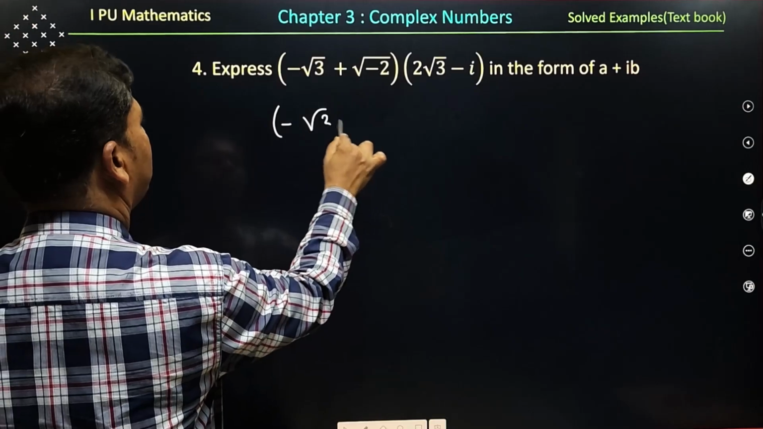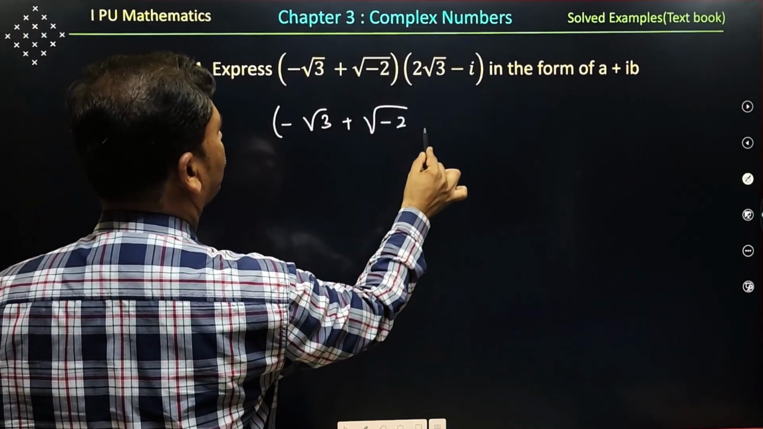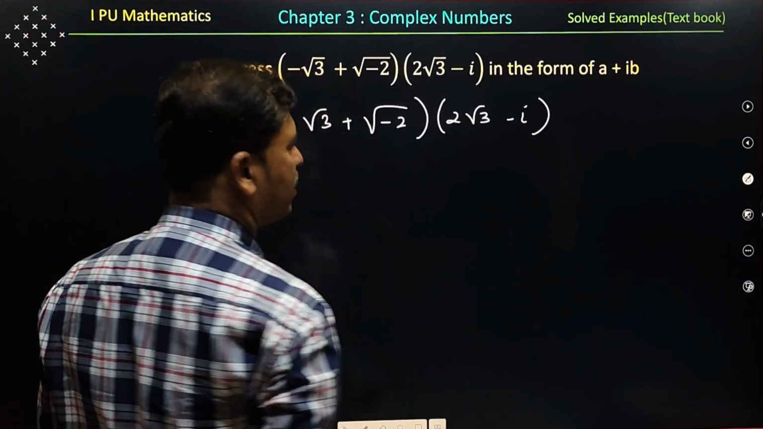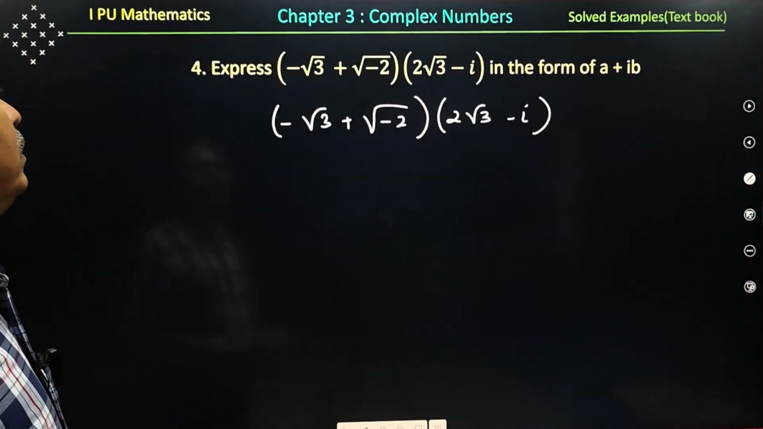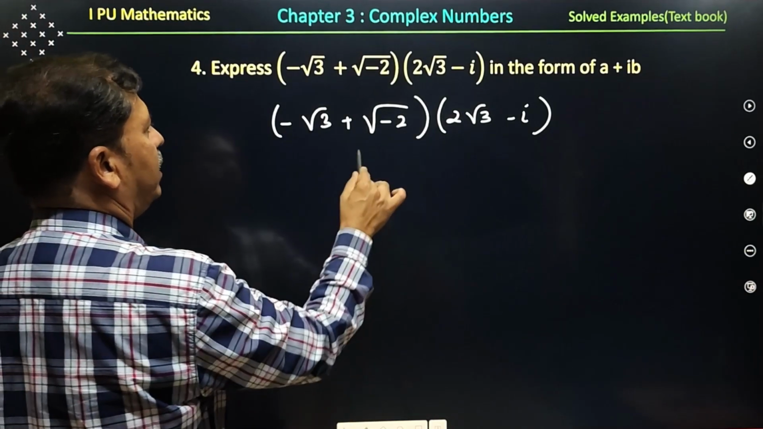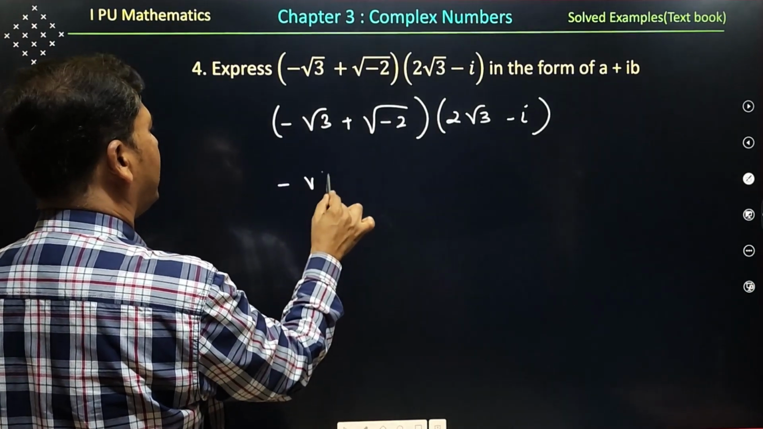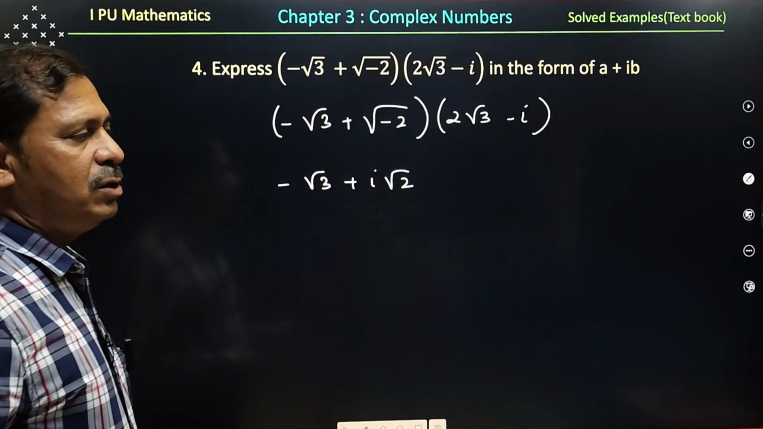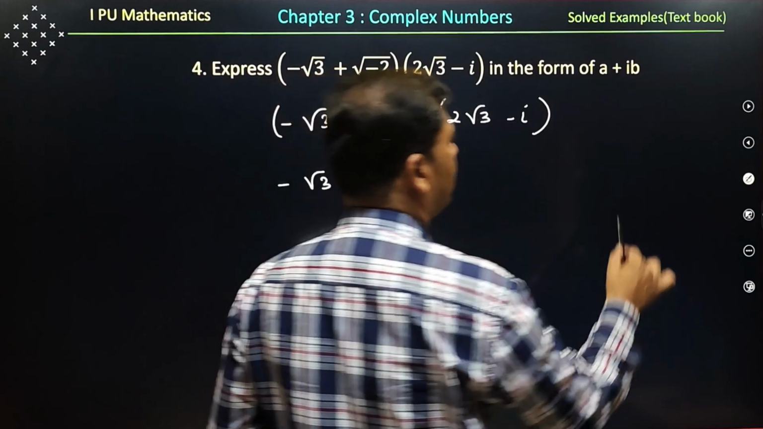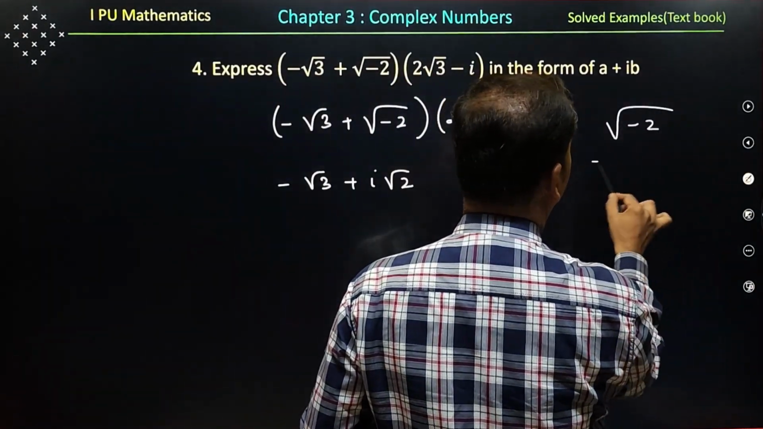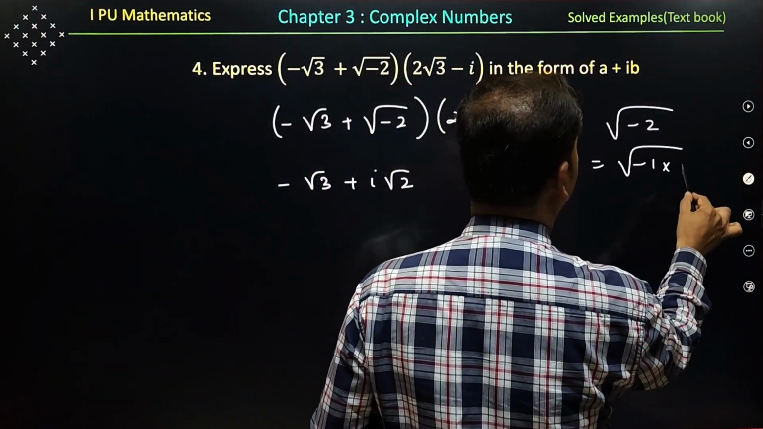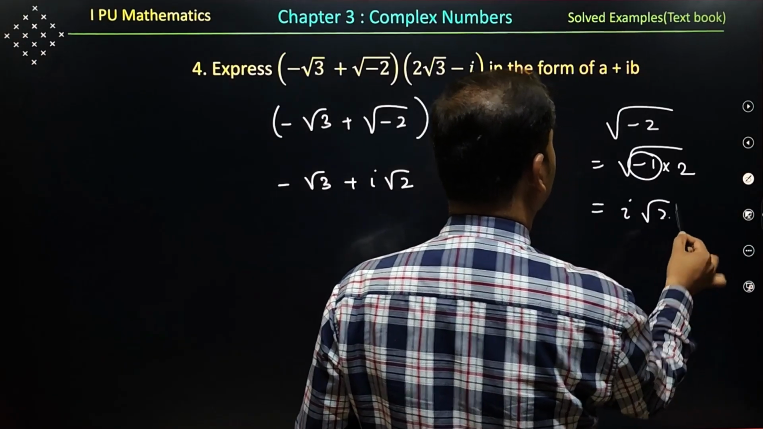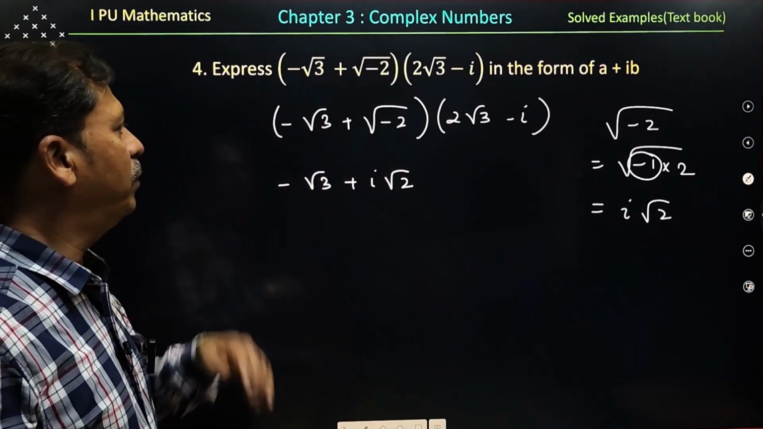Minus root 3 plus root of minus 2, into 2 root 3 minus I. A very simple problem based on multiplication. Minus root 3 I would like to write as it is, plus I root 2, because root of minus 2 is an imaginary number. Root of minus 2 is nothing but root of minus 1 into 2. Root of minus 1 is I, and then under root 2. This is the scenario.